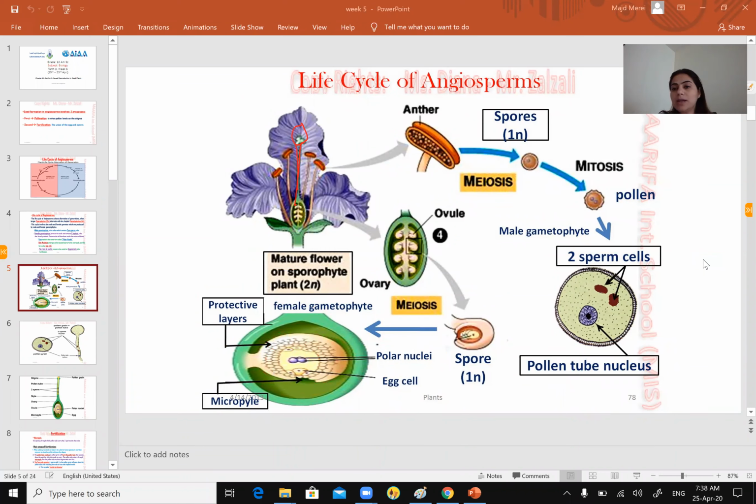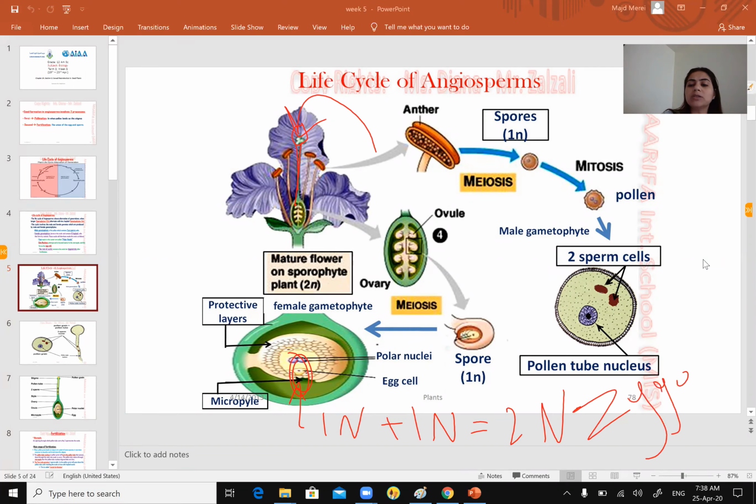Now, you are learning seed formation. After pollination, pollen lands on a stigma. This is the first process in seed formation: pollination. After pollination, double fertilization. In double fertilization, there are 2 fertilizations. In the first fertilization, 1 sperm will fertilize the egg cell. So 1N and 1N, a 2N diploid cell is formed, which is called the zygote. This zygote will form the embryo.